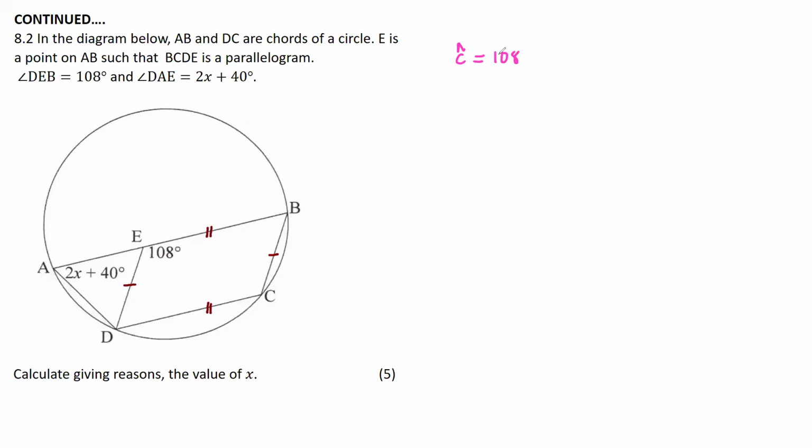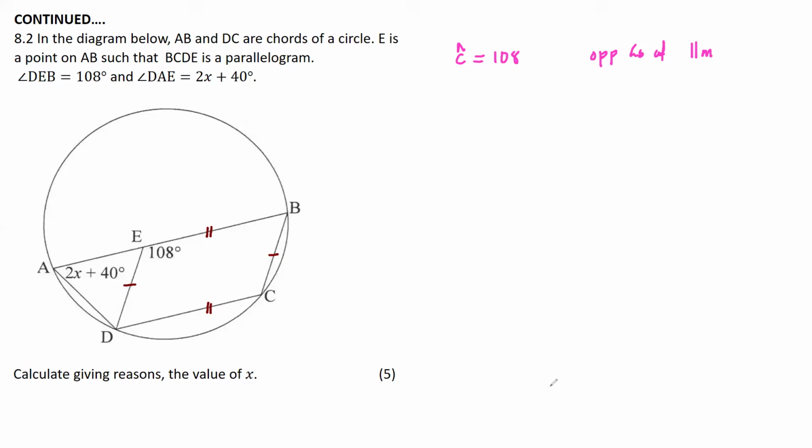Why are you saying that? Opposite angles of a parallelogram are equal. Those are the properties. This is how you write the shortcut: opposite angles of a parallelogram. So C is 108 because it's opposite to E. All right, sharp. Then what?